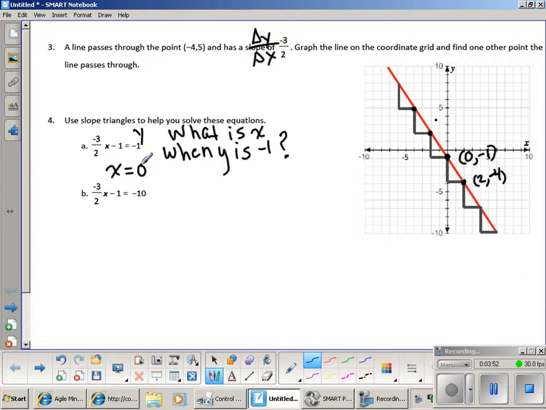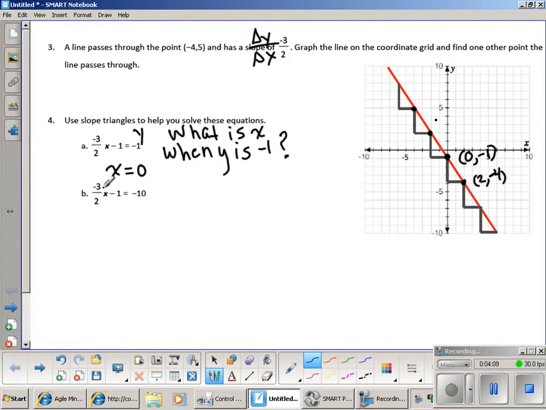I can check this out. -3/2 times 0, if I put 0 in for x, well, that's going to be 0. Minus 1, well, -1 equals -1. I'm good to go. We can do the same thing with part B.